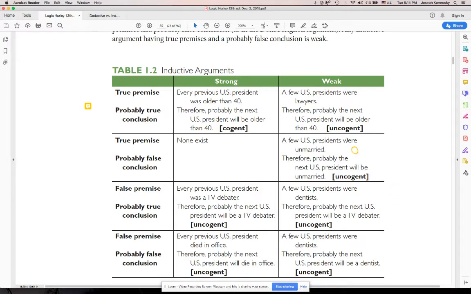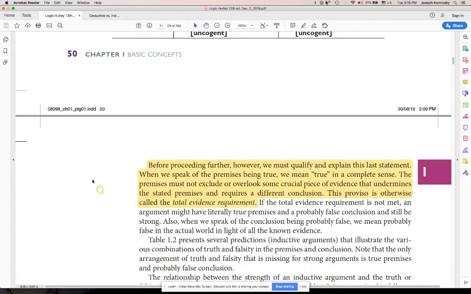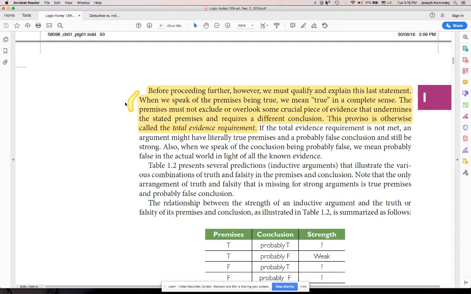Now, again, when you're testing for strength or weakness here, you want to grant that the premise or premises are true, and then you want to ask, if it was true, would the conclusion probably follow? If it seems like it would follow, it's strong. If it doesn't, it's weak. Then he gives you an example here.